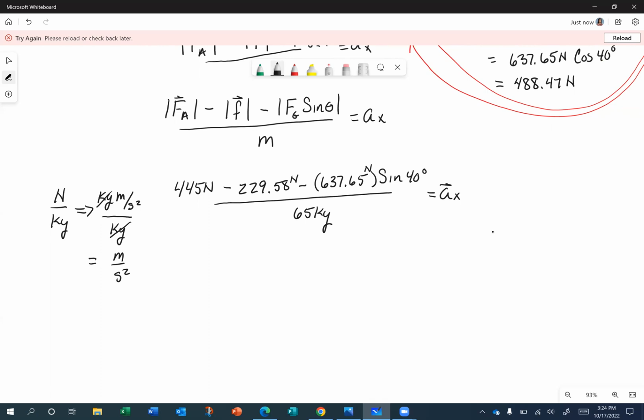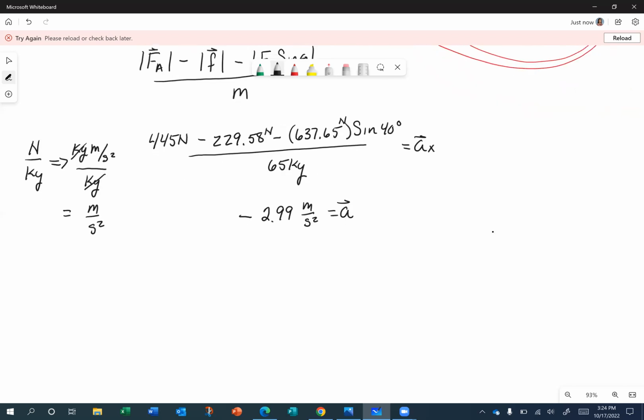So what we get here is a negative value, 2.99 meters per second squared, is your acceleration in the x, which means that motion is actually in the opposite direction. So motion would be going down the incline. We assumed the wrong direction of motion. So that's the acceleration we get in this problem.